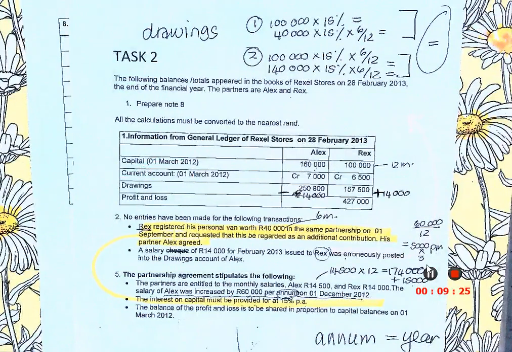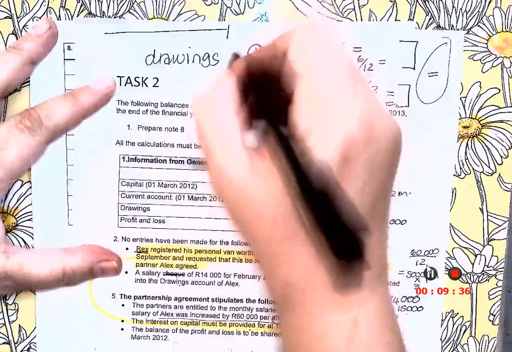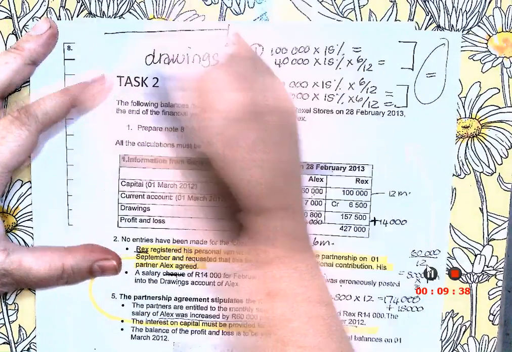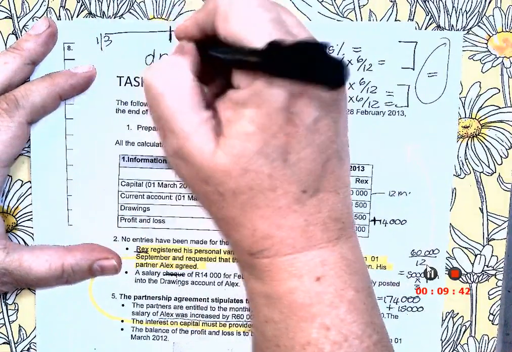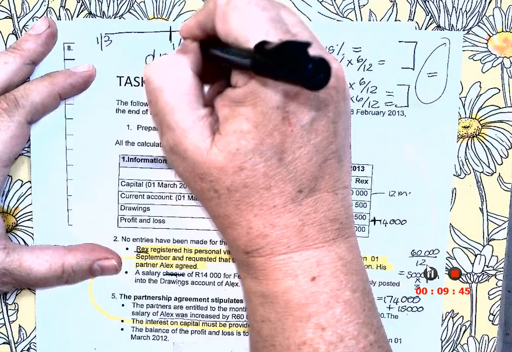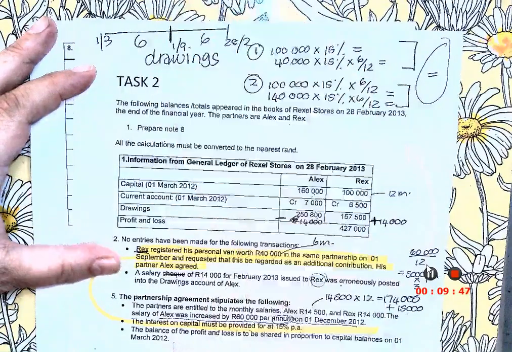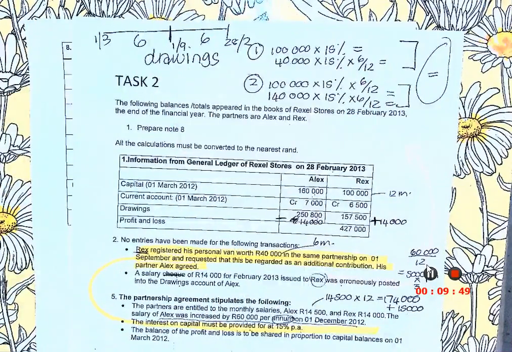Either you work the old one and the new one, like in depreciation. Or you go look on the timeline. If you look at the timeline ending 28 February, starting 1st March, you see the increase happened here on the 1st of September, which means 6 months, 6 months. So that's the 2 different methods.